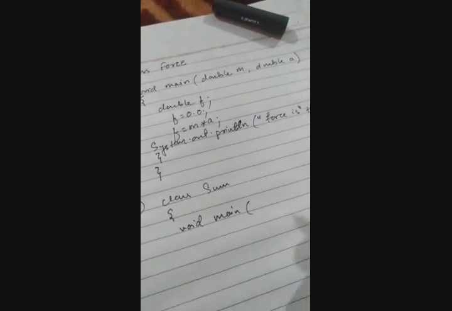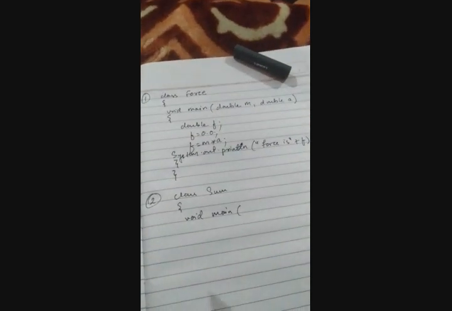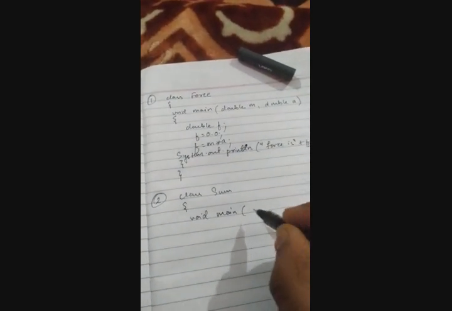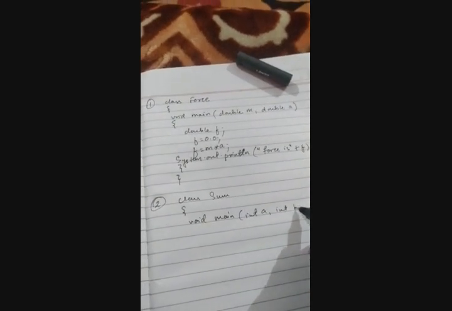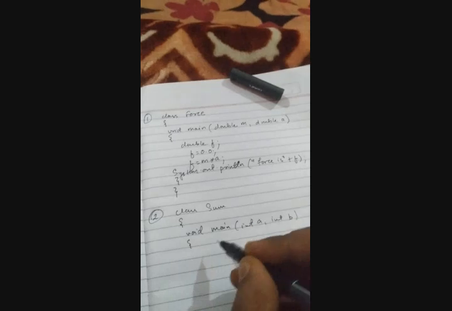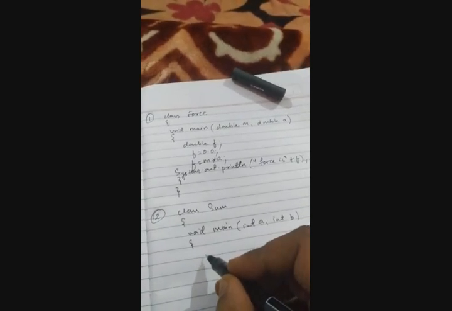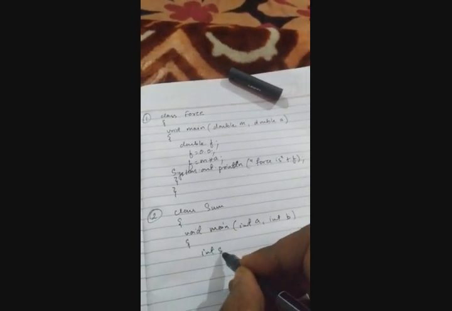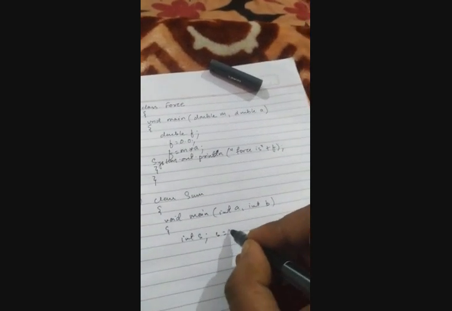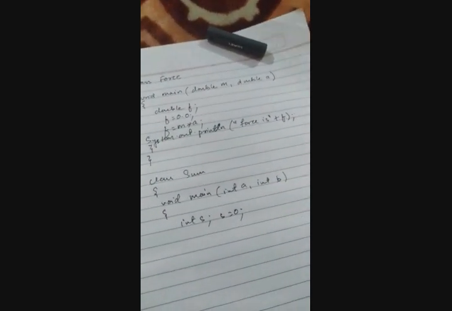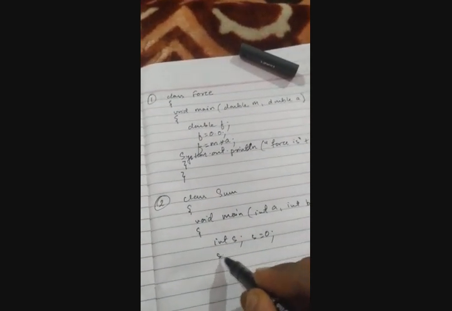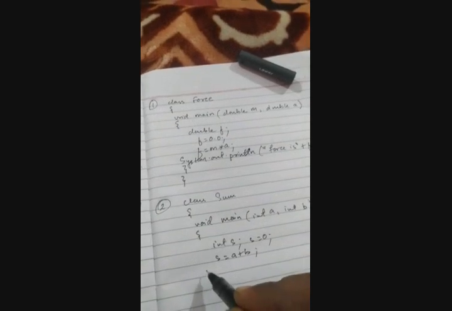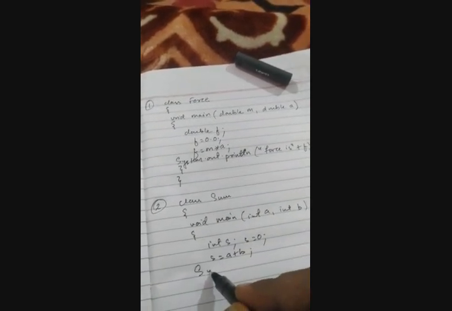So we are going to use the numbers. So this time we are going to use whole numbers. So we will be using the int data type here. int a, int b, curly braces start. Now which you need to calculate sum, so int s, s stands for the sum and s value is 0. In integers the default value is 0, not 0.0. So again the formula is s equals a plus b. You have calculated it, print it out now.